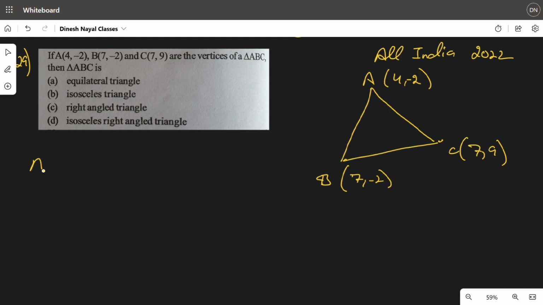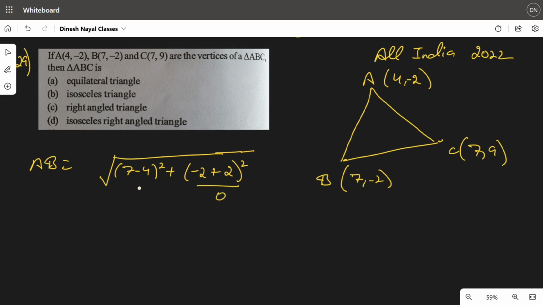First of all, let's find side AB. We have already discussed the distance formula. For AB, we can consider this as x1 y1, this is x2 y2. So this will be 7 minus 4 whole square plus minus 2 minus of minus 2, which is minus 2 plus 2, whole square. Actually this thing will become 0. 0 whole square will be 0 only, and 7 minus 4 is 3, 3 whole square is 9, so this is under root of 9 plus 0, which is under root of 9 only, so this equals 3. So side AB is 3.